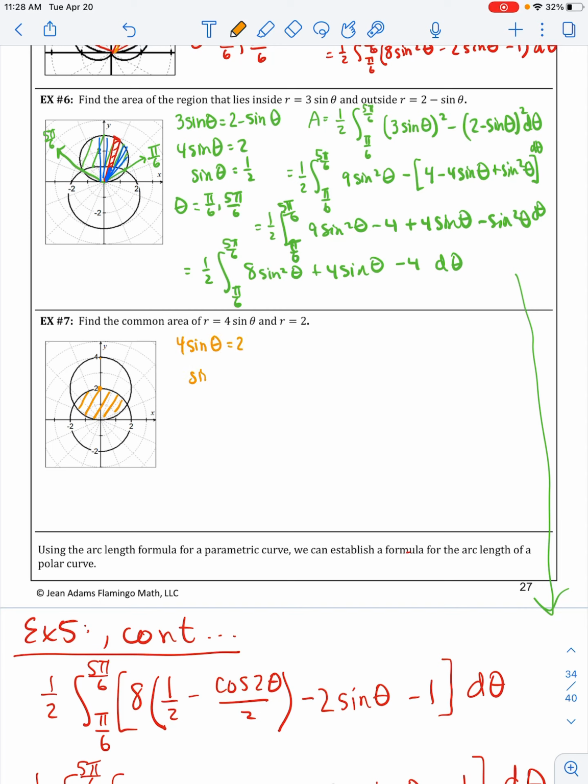The point of intersection, you're going to set 4 sine theta equal to 2. So our sine theta is 1/2. So you can see that this would be a pi over 6, 5 pi over 6.